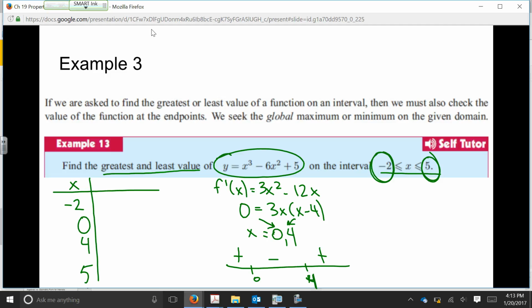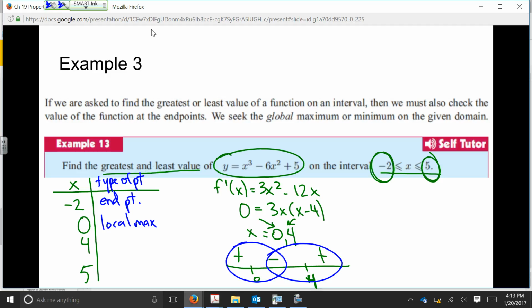Now, when I think about what's going on here, I say, what kind of point is it? So type of point. At -2, that's an endpoint. When I look at x equals 0, well, my derivative went from positive to negative, so I was increasing, and then I started decreasing. So that's going to be a local max. And when I'm at positive 4, my derivative function went from negative to positive, so I was decreasing, and then I started to increase. That means I have a local min. And the 5, that's also an endpoint.